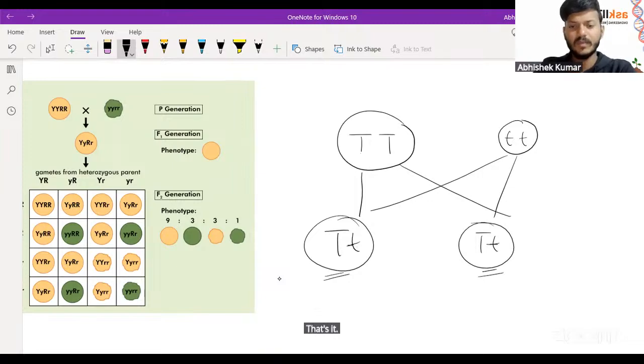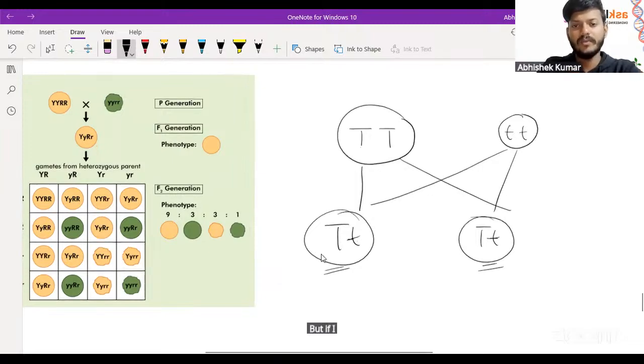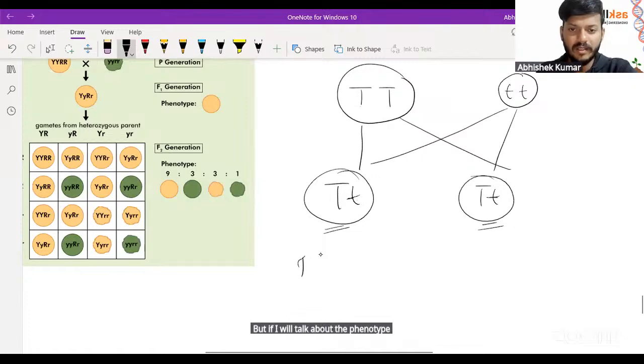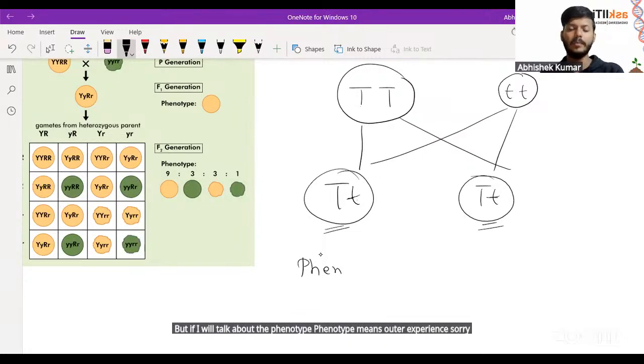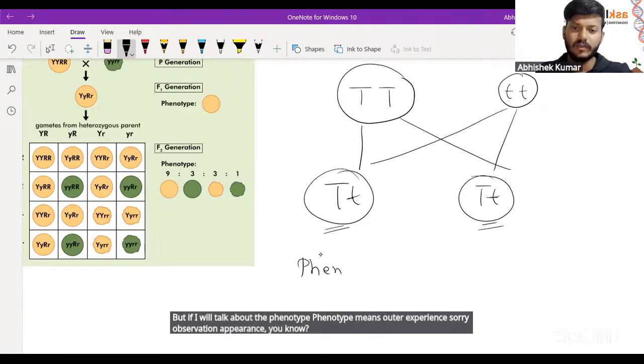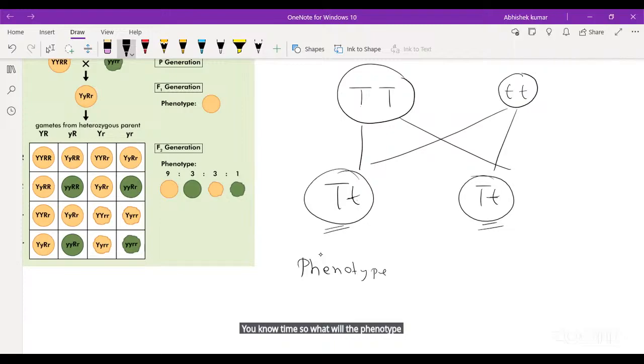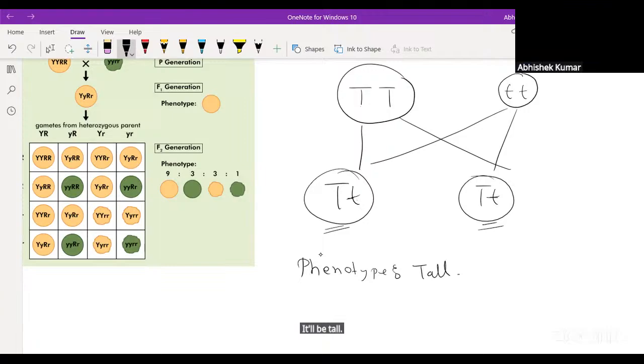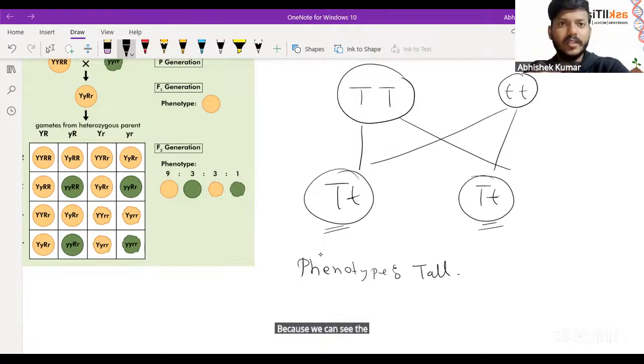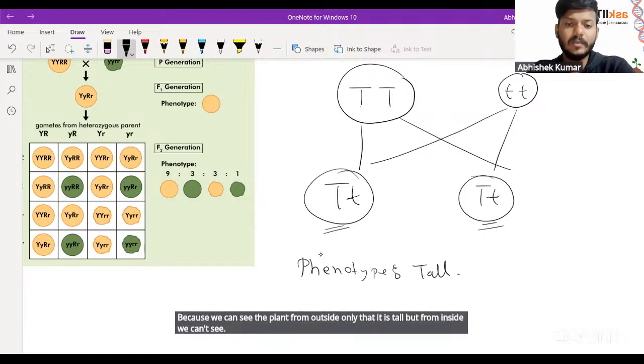But if I talk about the phenotype, meaning the outer observation, the appearance, right? So what will the phenotype be? It will be tall, because we can see from outside only that the plant is tall, but from inside we can't see. For that we need some special instrument.